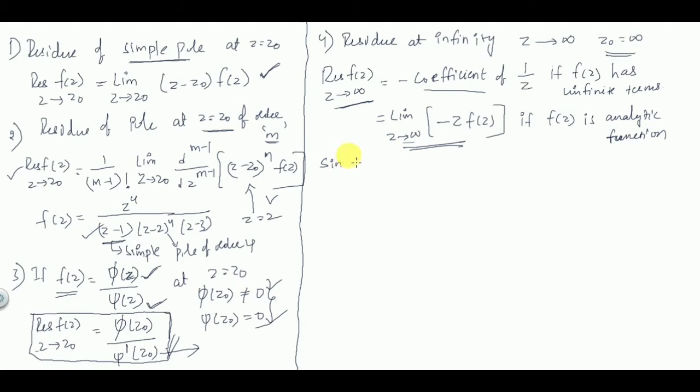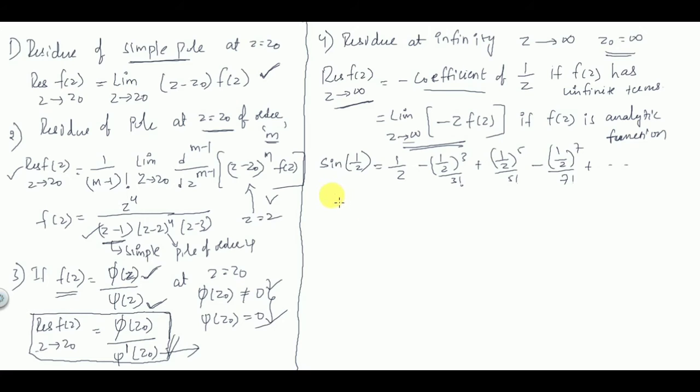Okay, suppose you have sine of 1 by z. If you expand this sine of 1 by z, what you will get is 1 by z minus (1 by z) whole cube by 3 factorial plus (1 by z) whole to the power of 5 by 5 factorial minus (1 by z) whole to the power of 7 by 7 factorial plus and so on.